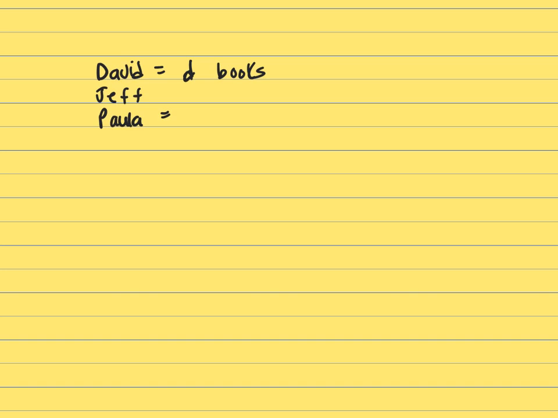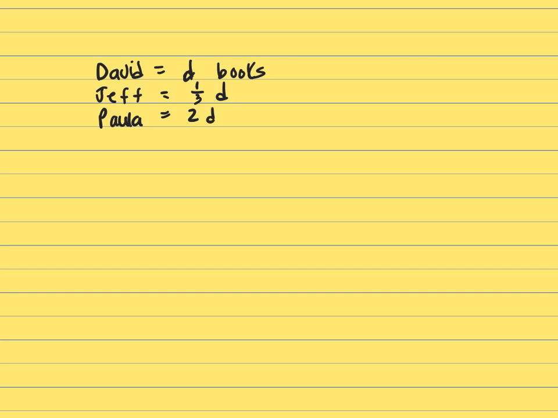So that means David has more, so Jeff would have 1/3 the amount of D. Okay, and half as many as Paula. So that means Paula's got more books. So Paula would be 2 times D.